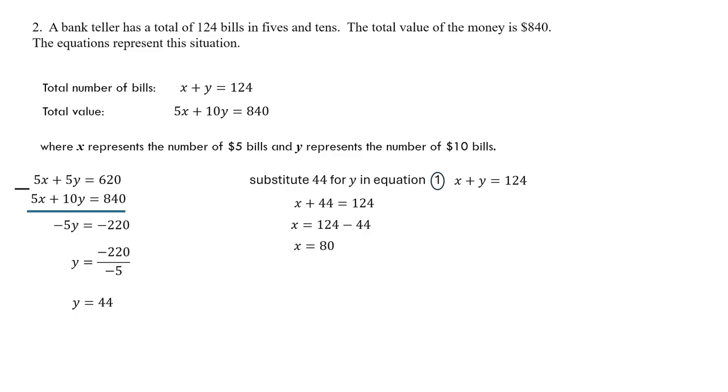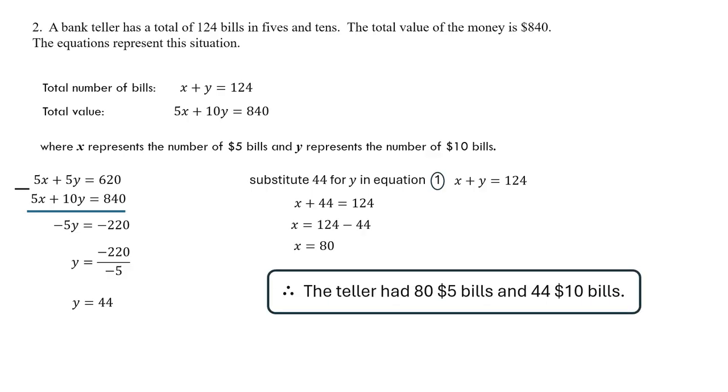So that tells us that there's going to be 80 $5 bills. Y is 44. It's already telling us that there's going to be 44 $10 bills. So we have a solution to our equation. The teller has 80 $5 bills and 44 $10 bills.